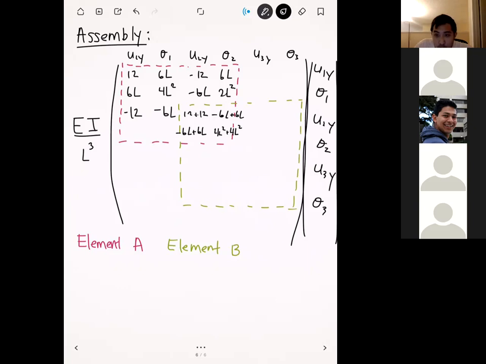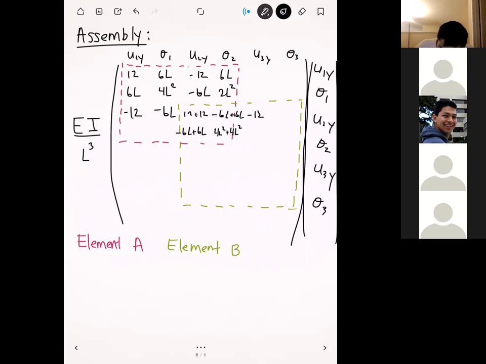So question: for the element stiffness for A, how come we choose Y and theta and not X and theta? Yeah, that's a good question. I implicitly chose the Y direction to be perpendicular to the element. The element goes from left to right, and the Y direction goes this way, because for a beam we're considering displacements in that transverse direction. Trusses are the only ones that have displacements in the X direction. So when we're doing beams, we're doing Y and theta.